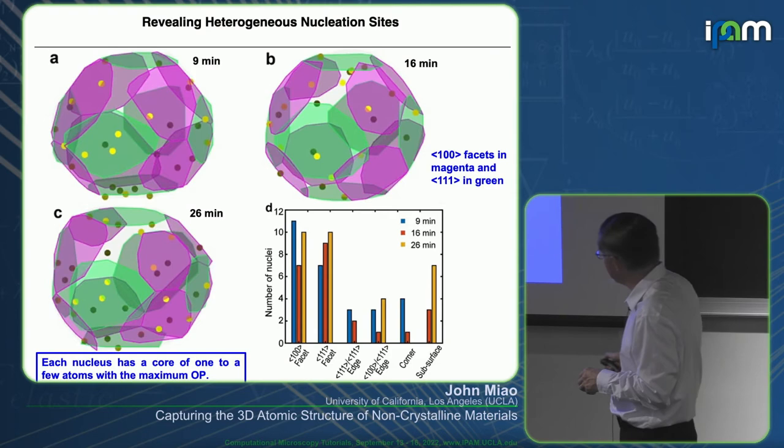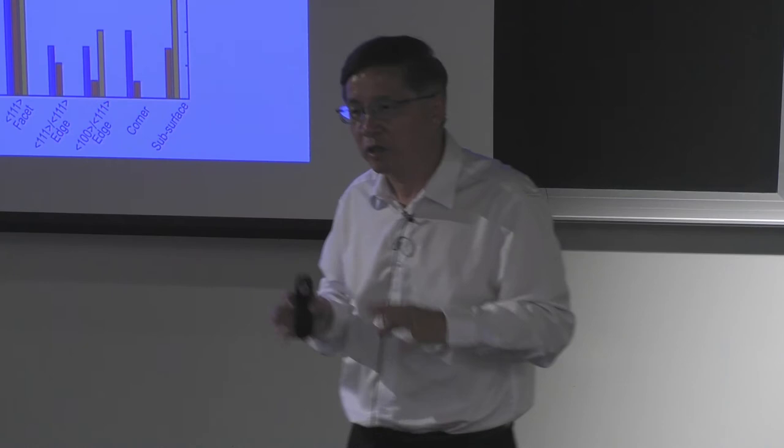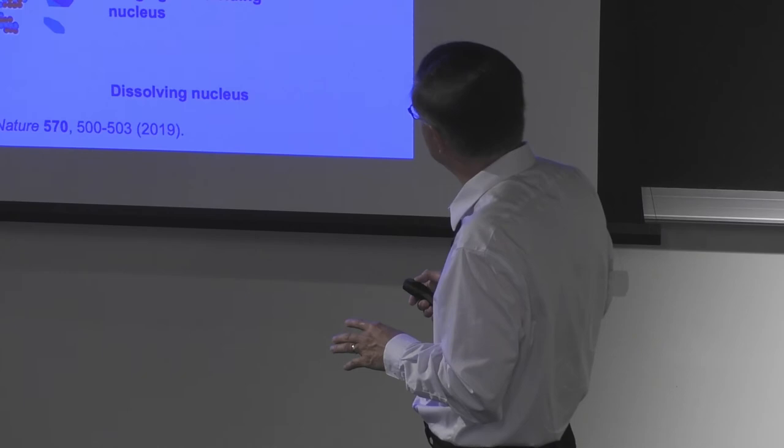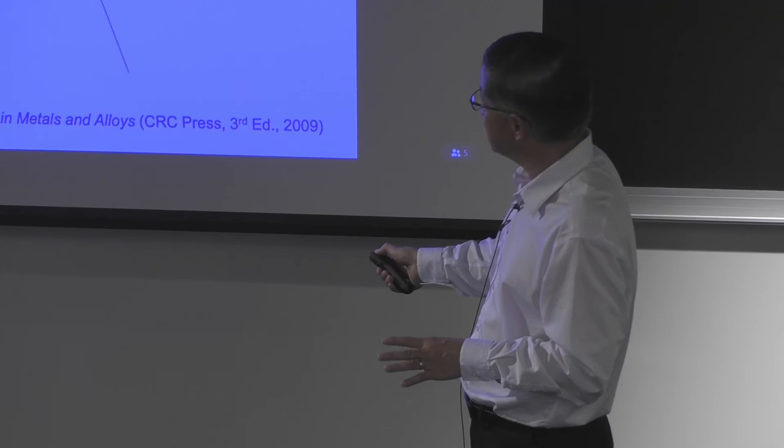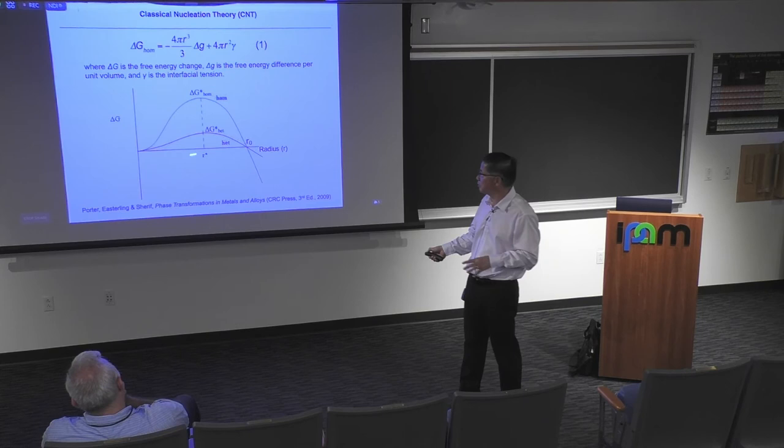But we found something very interesting. There's a model called classical nucleation theory. It's in the textbook. So what does classical nucleation theory say? Classical nucleation theory is a very simple equation. It's just the free energy change. The homogeneous and heterogeneous cases are just multiplied by the same factor.